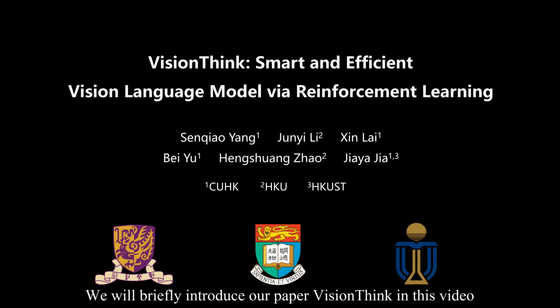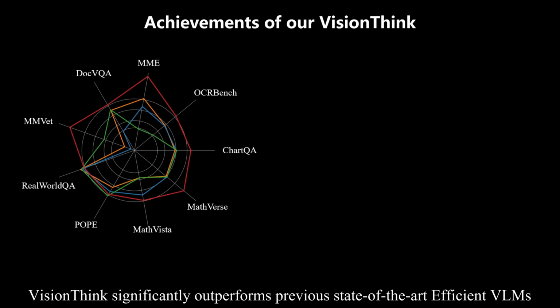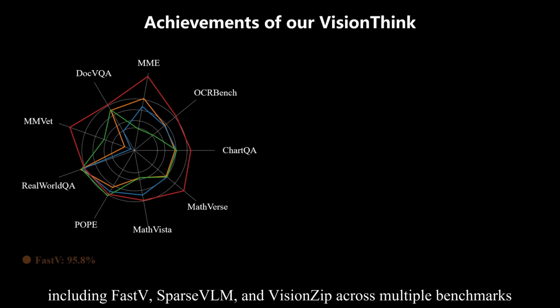We will briefly introduce our paper VisionThink in this video. Let me begin with the main achievement of our VisionThink. VisionThink significantly outperforms previous state-of-the-art, efficient vision language models, including FastV, SparseVLM and VisionZip, across multiple benchmarks.